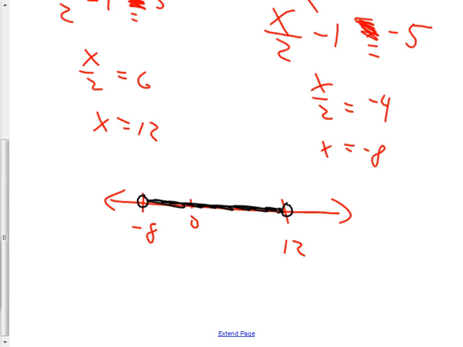So then my final answer is it doesn't work here and it doesn't work here, and I want to say from negative 8 to 12, and do I use brackets or parentheses? Parentheses, because the endpoints don't work, and I knew that because the sign didn't have an or equal to on it.